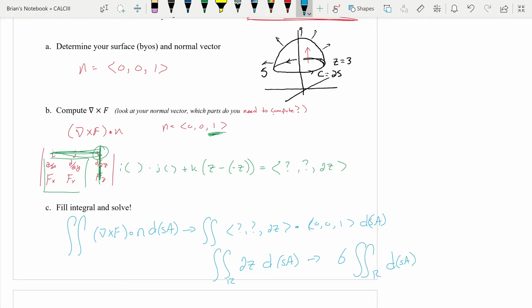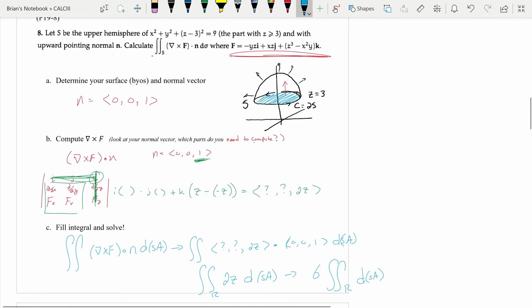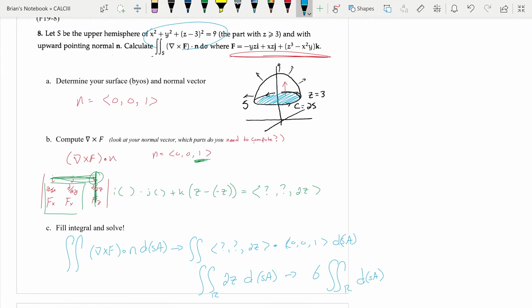Now that integral is just finding the area of that inside circle. So now we need to find the radius of that circle. We can go up to our equation for the circle and figure it out. x squared plus y squared equals z minus 3 squared equals 9. If we plug in z equal to 3, we get x squared plus y squared equals 9, which is good. So that means our radius is equal to 3. Then we'd have 6 times pi times 3 squared, which is 9 times 6, which is 54 pi. Cool.